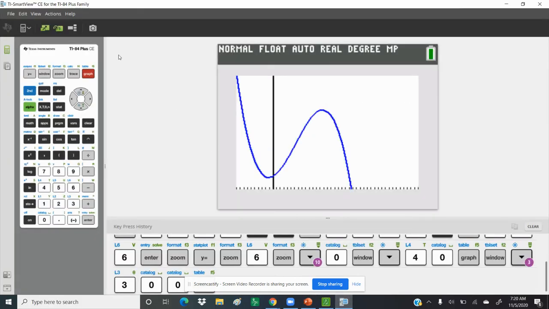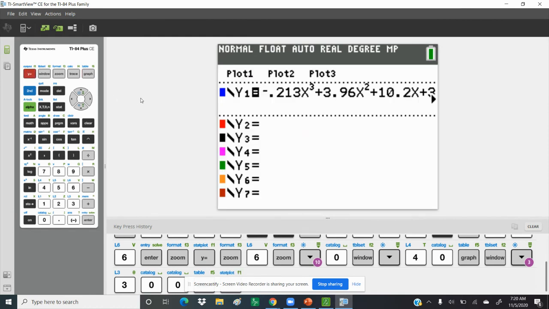I'll do it while you do it. And if you want to raise to the 6th power, this little caret here, you would hit that and then hit the number 6, and that would tell you to raise to the 6th power.